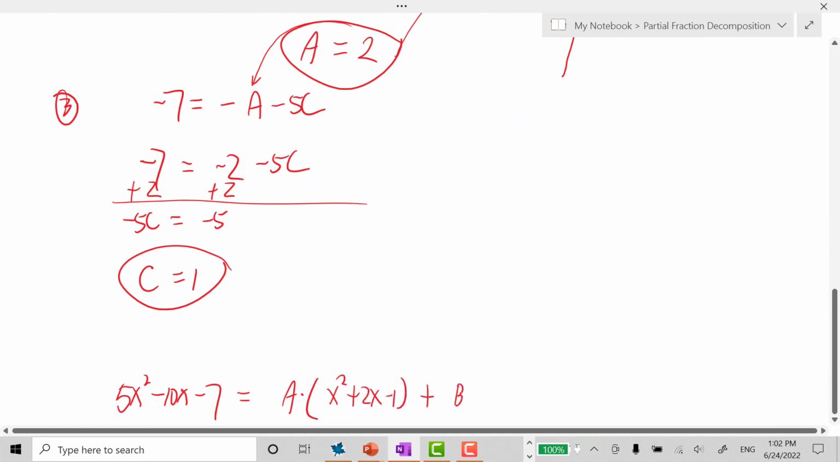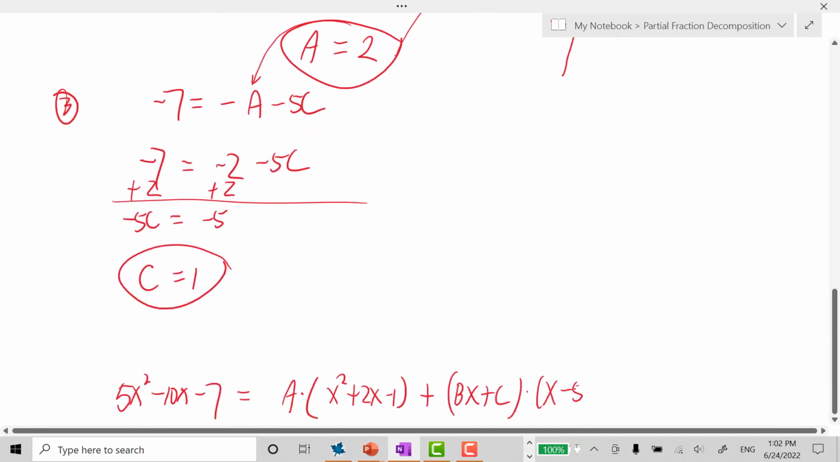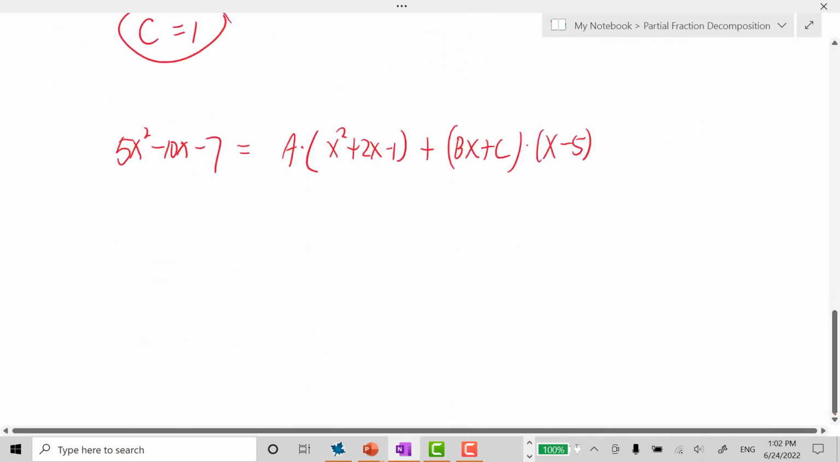The other term is bx plus c, times x minus 5. So the other method is basically distributing the left-hand side, right? All the terms on the left, and foiling this. All the terms. So the 5x squared minus 10x minus 7.